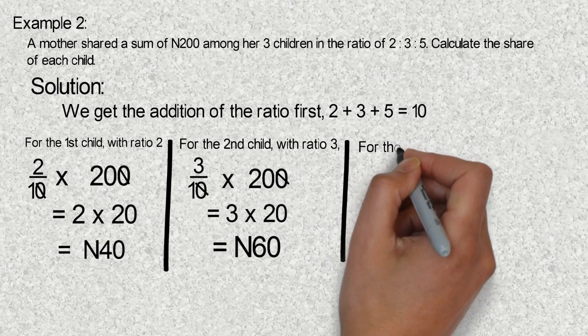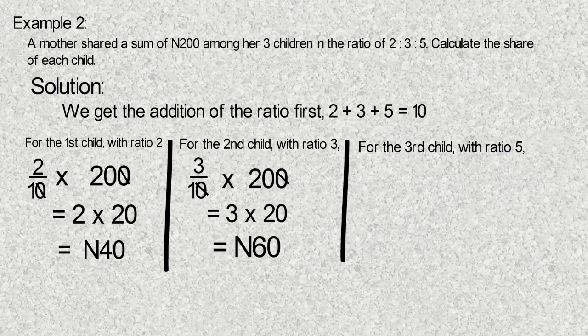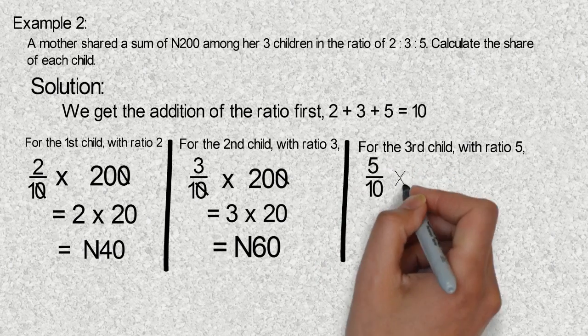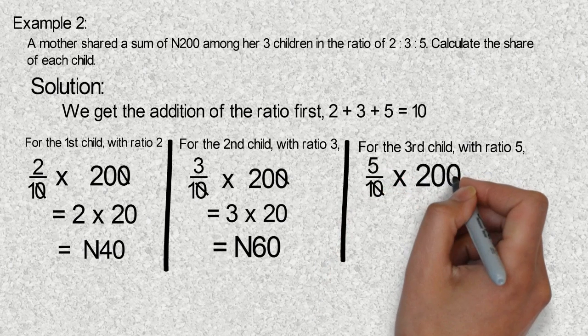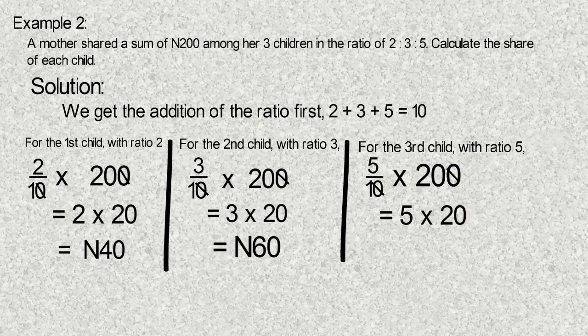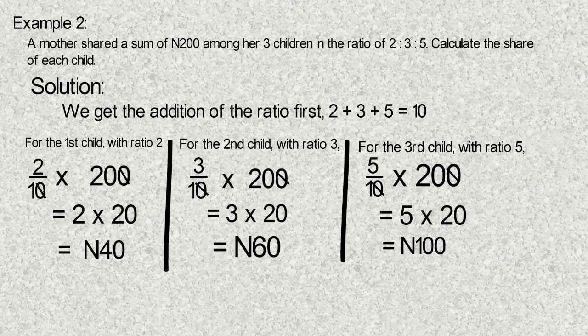Also for the third child with ratio 5. So I have 5 divided by 10, which is the total ratio, times 200, which is the amount they are sharing. So 10 here will give me 1, 10 here will give me 20. So I'm left with 5 times 20. So 5 times 20 will give me what? 100. So the third child is getting 100 naira.